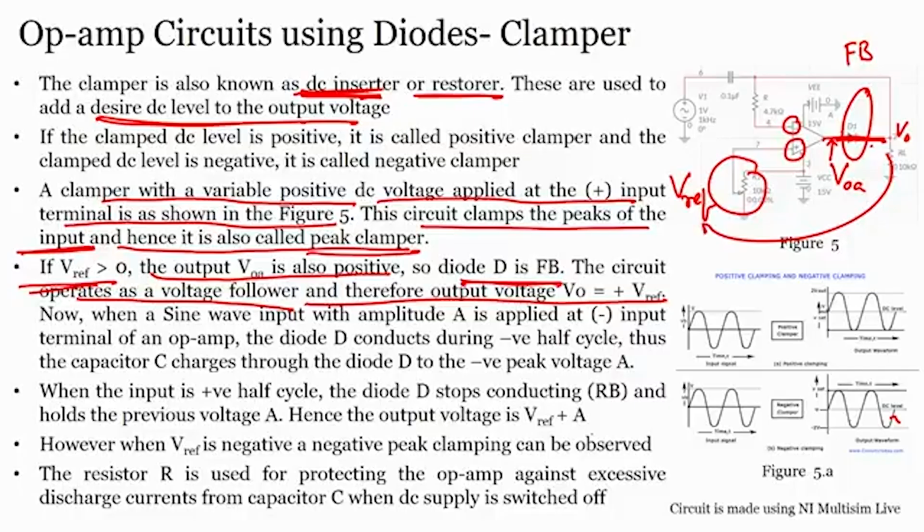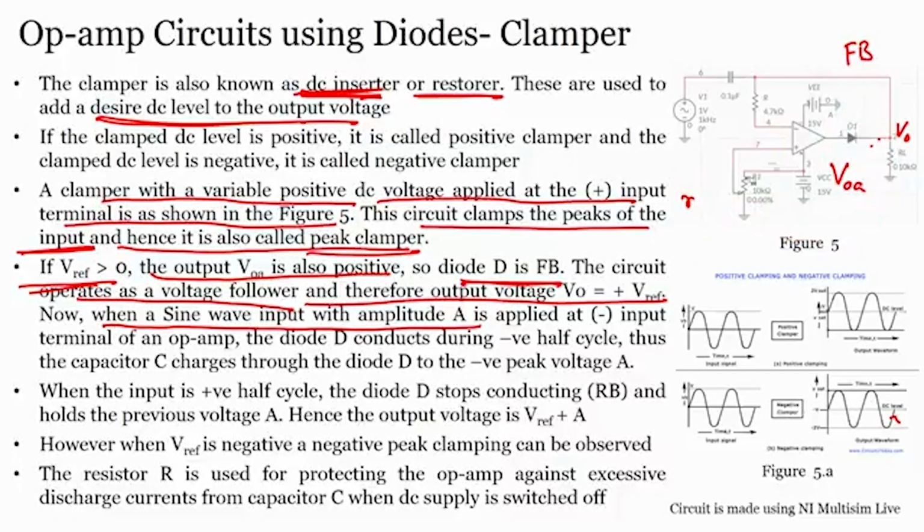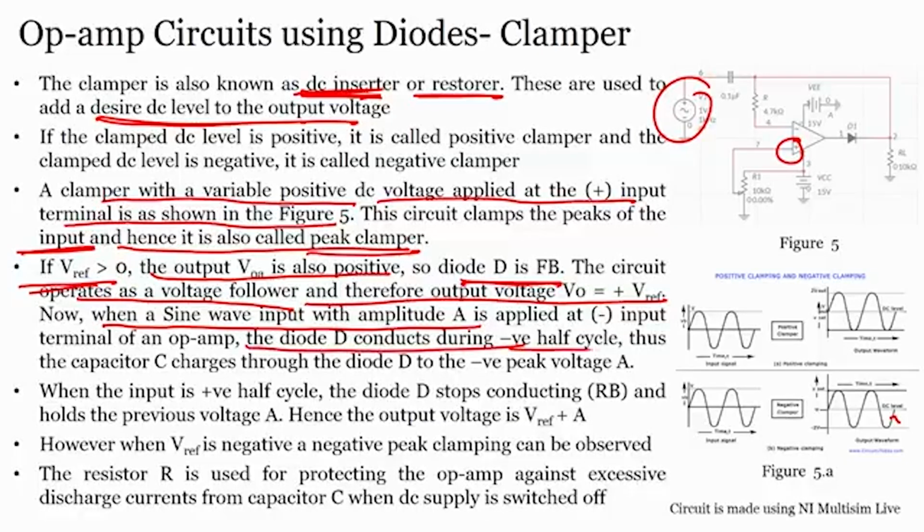Now, when a sine wave input voltage with amplitude A is applied, what is very important to understand is that we are applying some DC voltage at the non-inverting terminal, but a sine voltage at the inverting terminal. The diode D conducts only during the negative half cycle. In the positive cycle the inverting input will be higher, so in the negative cycle it will conduct and in the positive cycle it will not. Thus, the capacitor C charges through the diode to the negative peak voltage.